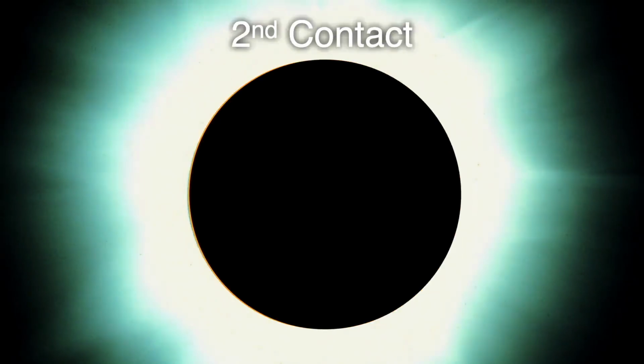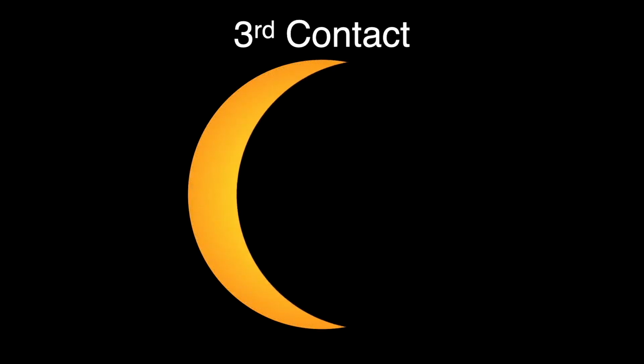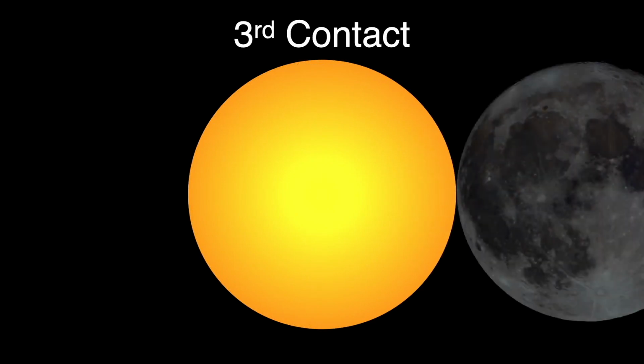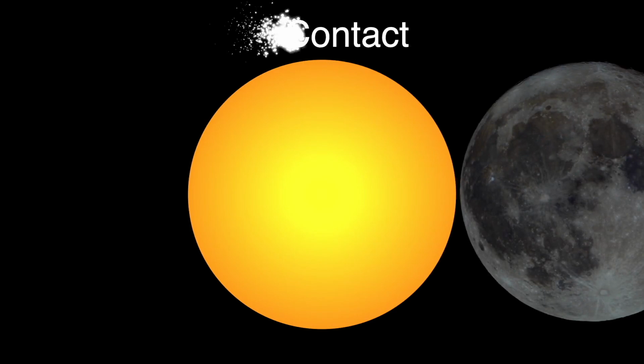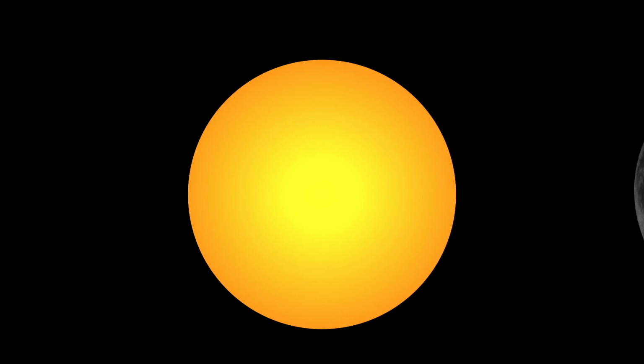Third contact, a few minutes later, is the point when the moon is about to start exiting the solar disk and the total phase ends. Finally, we arrive at fourth contact when the moon fully leaves the sun's surface. I've once again artificially brightened the moon to make it visible. It then happily continues along its way, and the eclipse is over. Let's get back to the annular eclipse. Why do we see these sometimes?